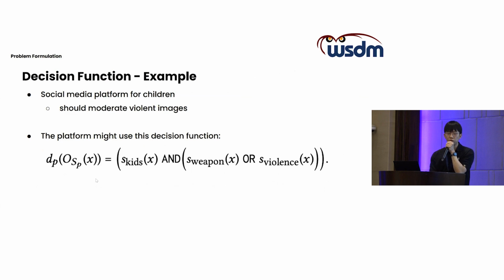This is an example of a decision function. Suppose that a social media platform for children wants to moderate violent images. Then, the decision function might be designed like this. This was how we formulate the multiple subtask approach.